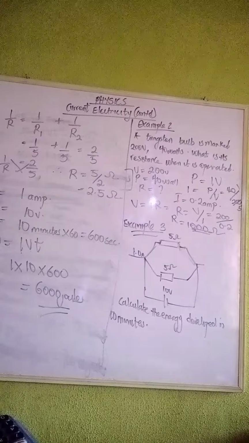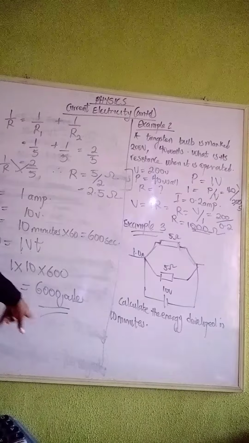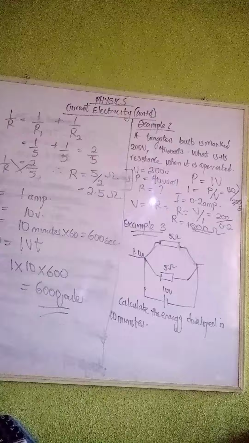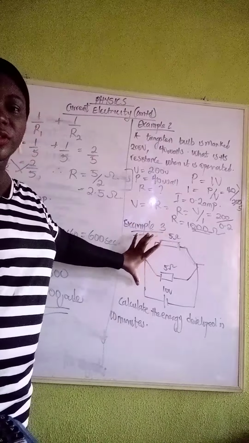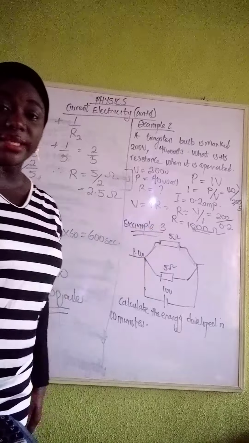So we have a total of 6,000 joules as our energy developed within 10 minutes in this circuit. Do you understand that now?